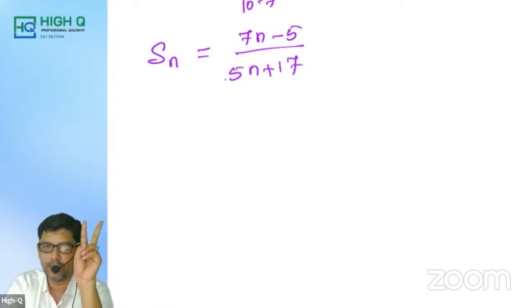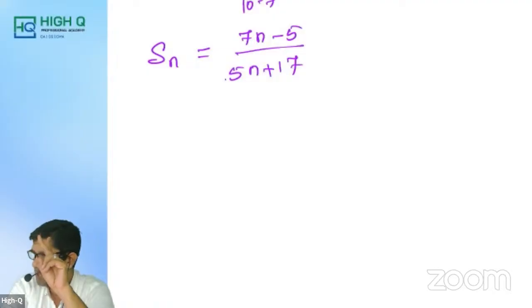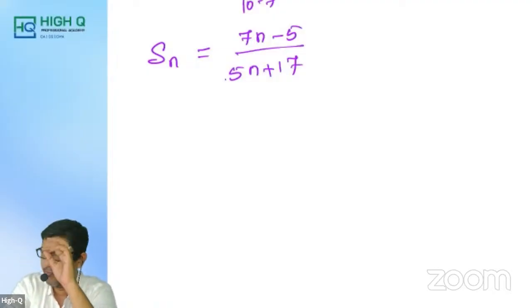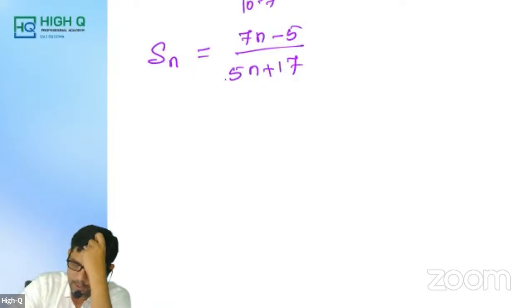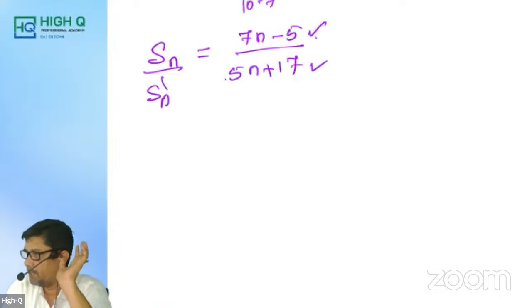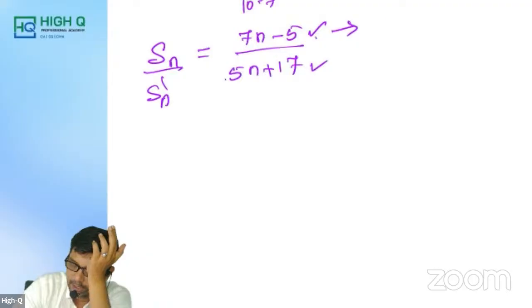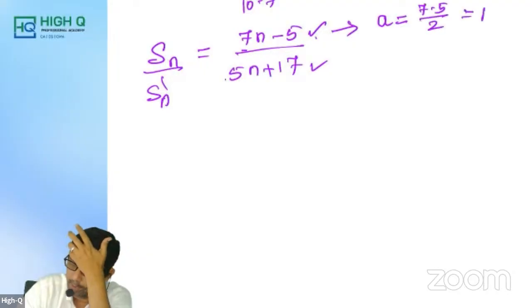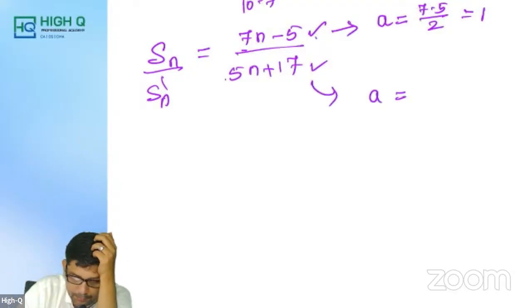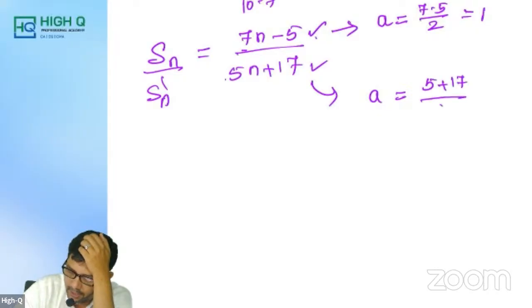I would like to give you two shortcuts. Get ready for both. First one: there are two APs. For the first AP, A is equal to, take the coefficients, 7 minus 5 divided by 2. What am I going to get? 1. For the second AP, A is equal to 5 plus 17 divided by 2, which is 11. Am I right?